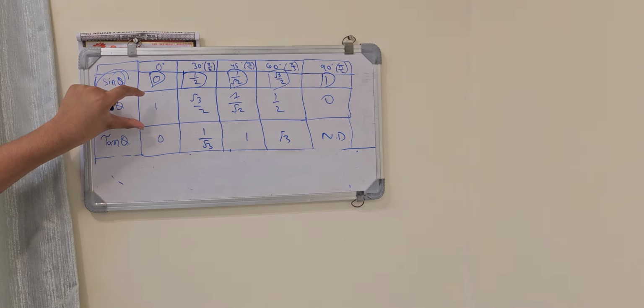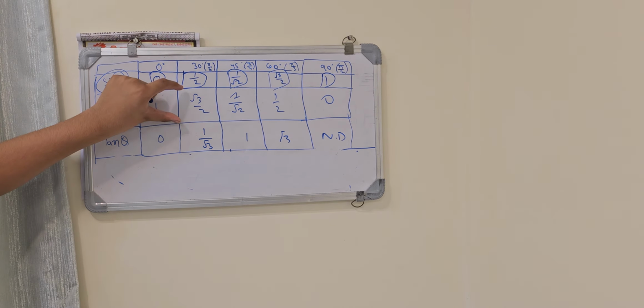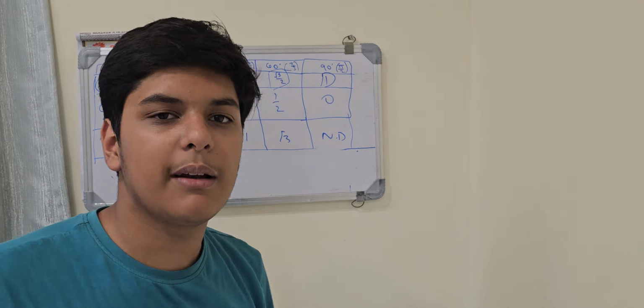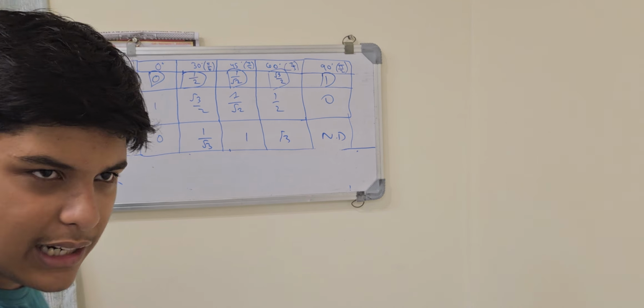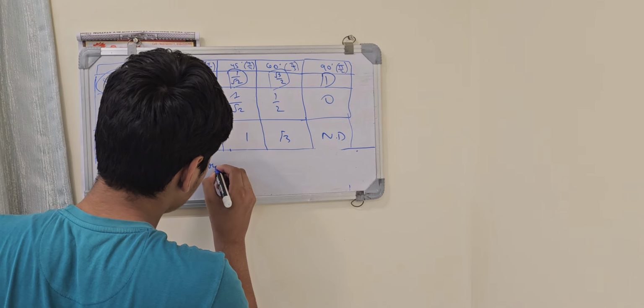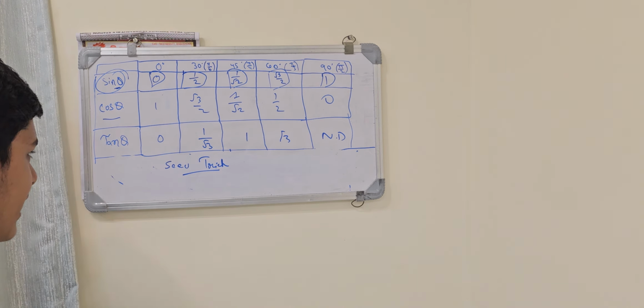Okay, so 0 by 1 is equal to 0, 1 by 2 divided by root 3 by 2, the 2s cut, giving 1 by root 3. Like this you can remember. Otherwise take one trick, the sieve trick. Okay, so what does the sieve trick say? Very nice trick. I have made my own.